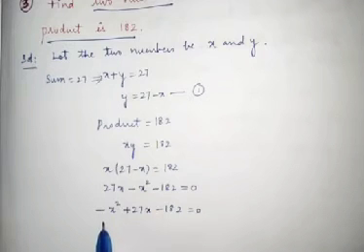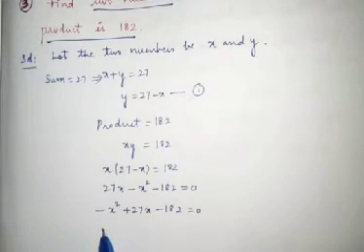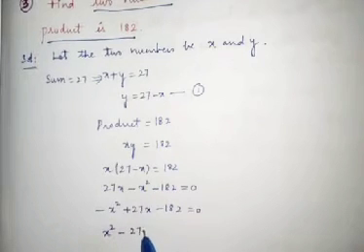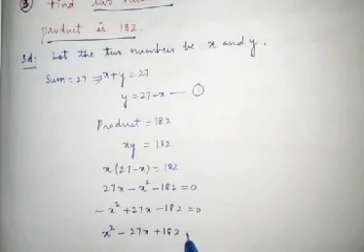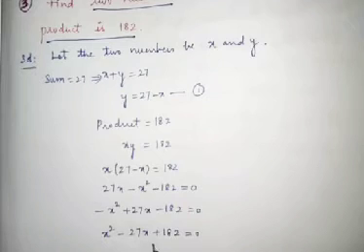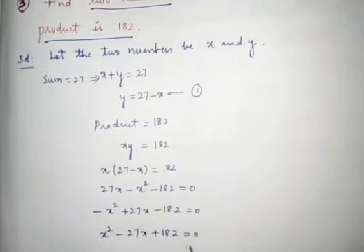The first term is negative. The calculations are going to be a little bit complicated. So what we do, I'll change the sign of each and every term. So now the equation is going to be x square minus 27x plus 182 is equal to 0.